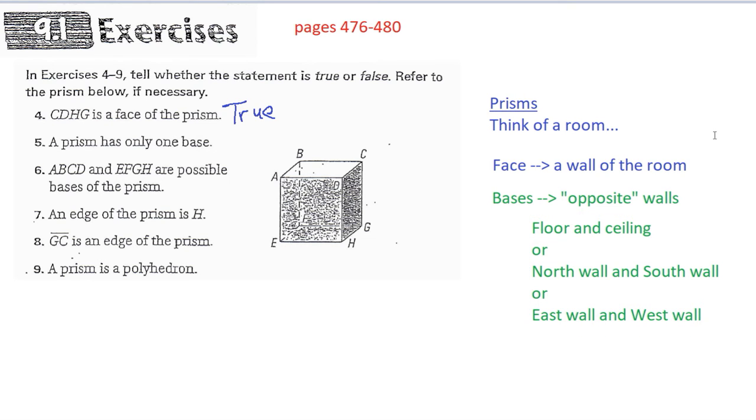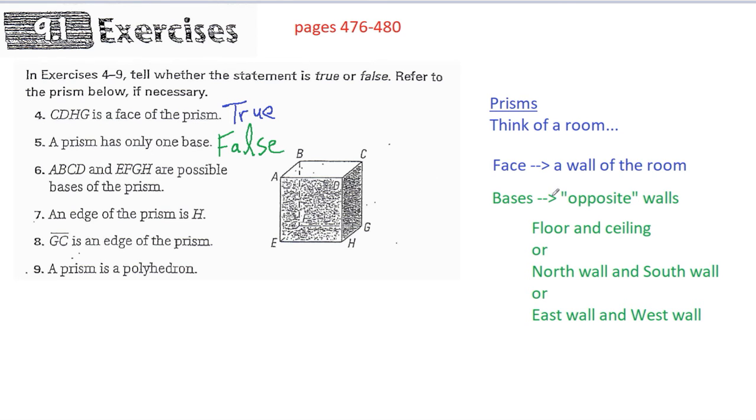But here basically the idea is for a prism we do not just have one base. We would have 2 bases. The floor and the ceiling, that's 2 bases. Or the north wall and the south wall, that's 2 bases. Or the east wall and the west wall, that would be 2 bases. So number 5 would be false. We do not have only one base on a prism. Other shapes called pyramids, which is in this section, would have only one base. A prism has 2 bases, floor and ceiling, or north wall and south wall, or east wall and west wall. I'm usually going to talk about the floor and the ceiling as the bases.